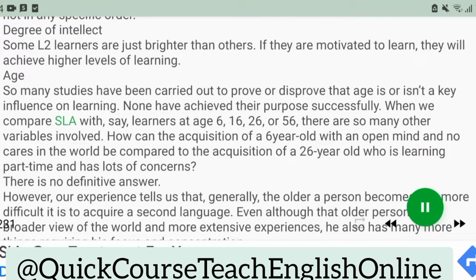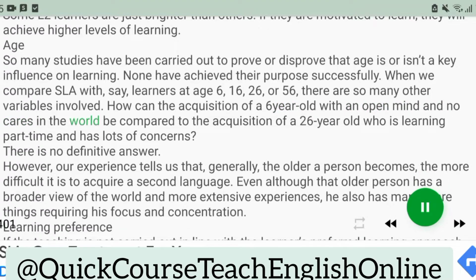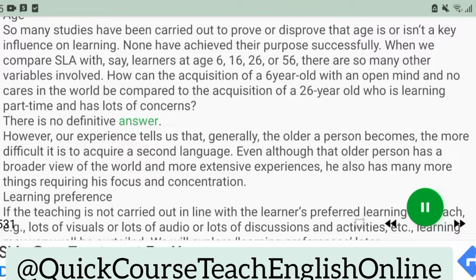When we compare SLA with, say, learners at age 6, 16, 26, or 56, there are so many other variables involved. How can the acquisition of a 6-year-old with an open mind and no cares in the world be compared to the acquisition of a 26-year-old who is learning part-time and has lots of concerns? There is no definitive answer.